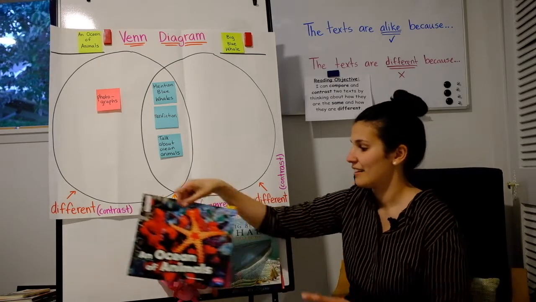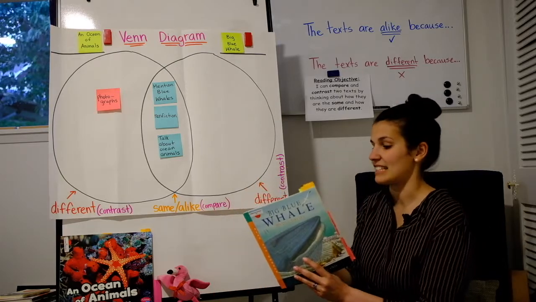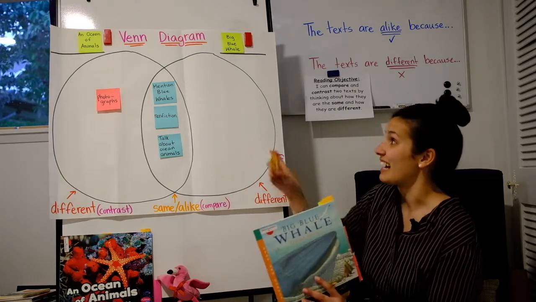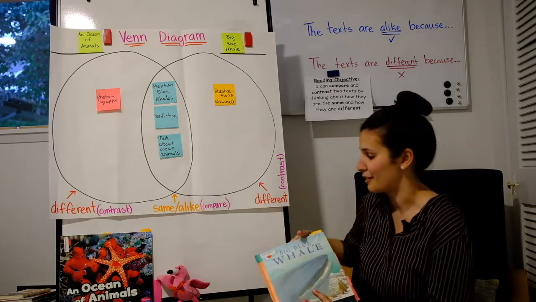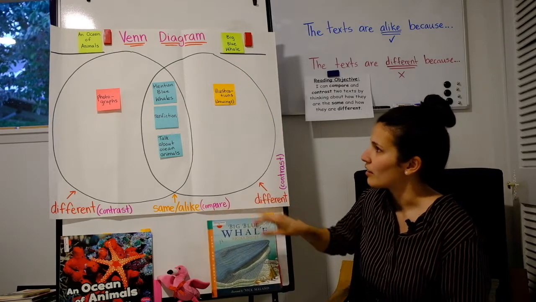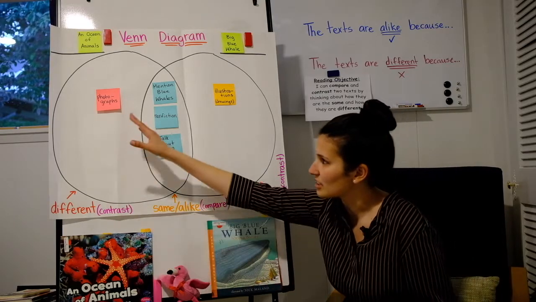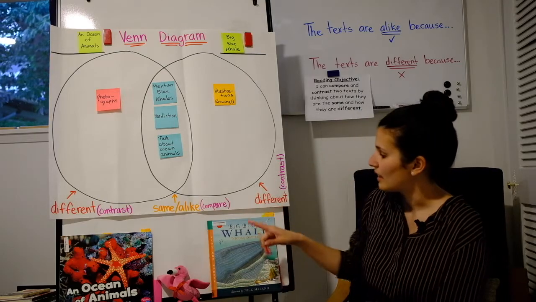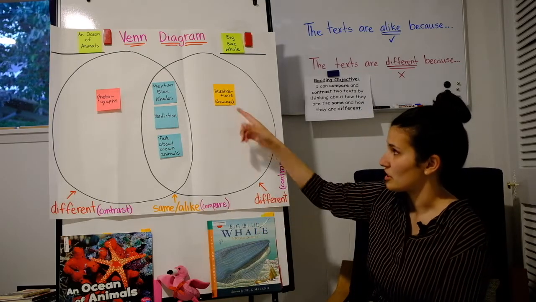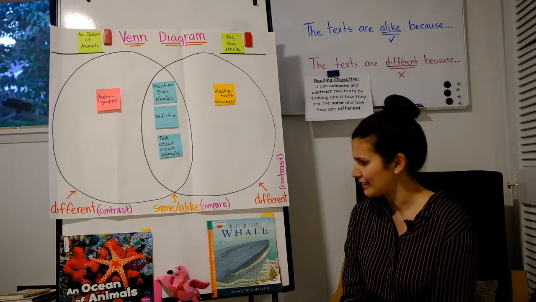But Big Blue Whale doesn't have photographs. It has illustrations or drawings is another way we call that. Wow, so they're different because An Ocean of Animals has photographs taken with a camera, and Big Blue Whale has illustrations or drawings done by an artist. Great job, Pinky. That was awesome.